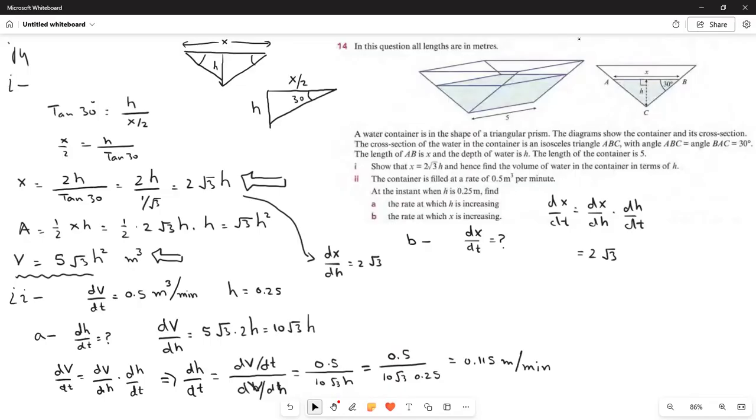For 0.5, this whole thing is basically root 3 divided by 15. If I substitute this into dh by dt, this is root 3 over 15, it becomes 3 times 6 over 15. This is 0.4, again meters per minute.